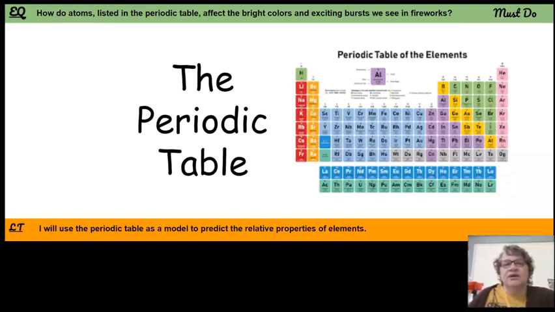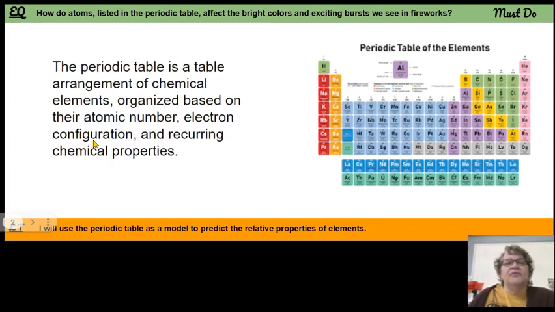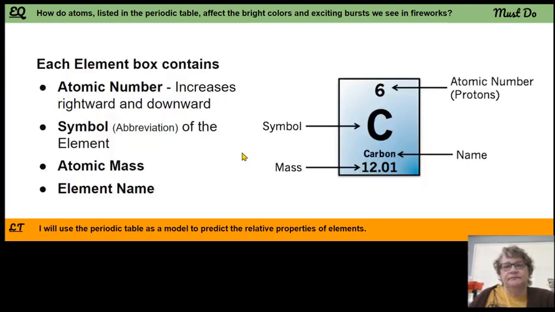So we talked about elements and atoms and how all of those things are arranged or organized. We've made what's called the periodic table. Our learning target for today is: I will use the periodic table as a model to predict the relative properties of elements. The periodic table is a table arrangement of chemical elements organized based on their atomic number, electron configuration, and recurring chemical properties. We're going to talk about some of these things and some of them we're not.